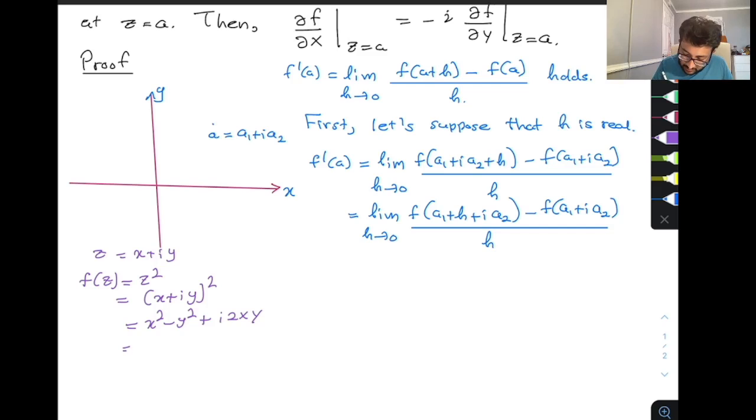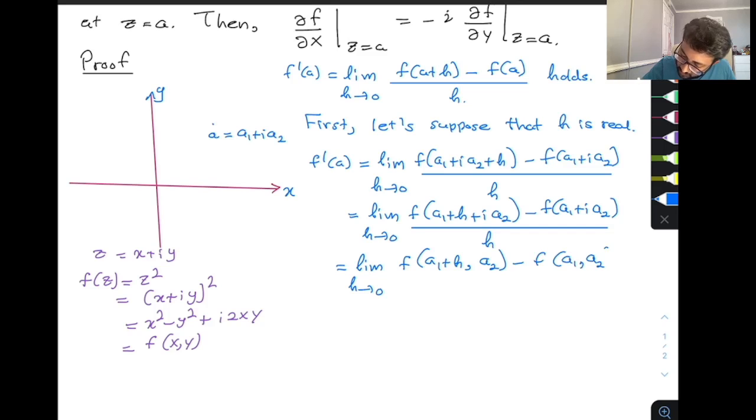Actually, this is a function of x and y. Therefore, I can write this as f of x comma y, because i is also a constant. Similarly, I can write this expression in this way. The first part is f of a1 plus h plus i a2, so I can view this function as a function of two variables, minus f of a1 a2, over h. Now, if you are familiar with partial derivatives, you can directly see what is happening here.